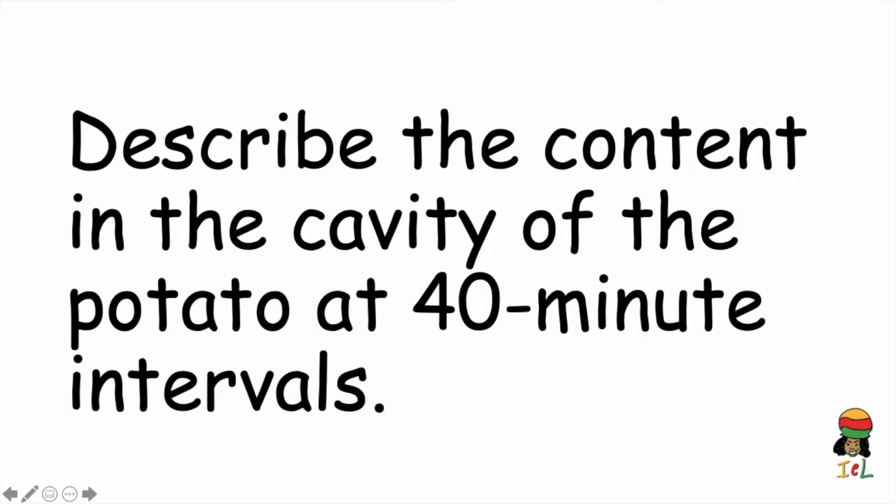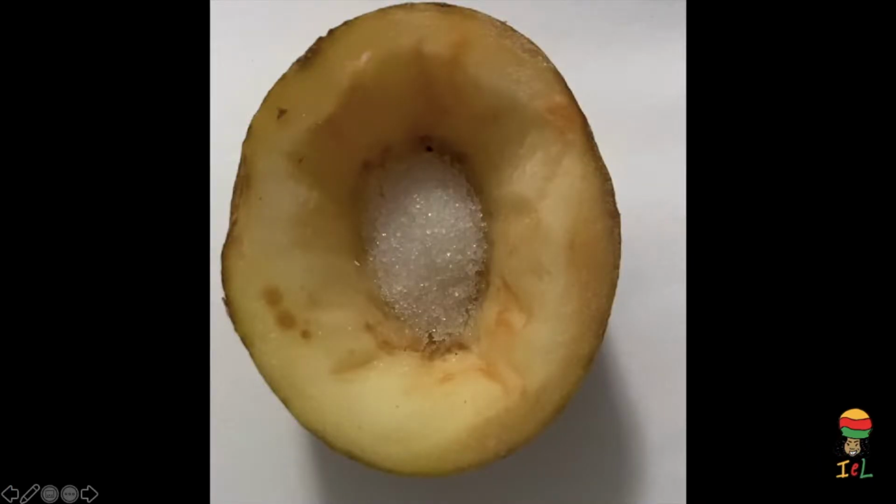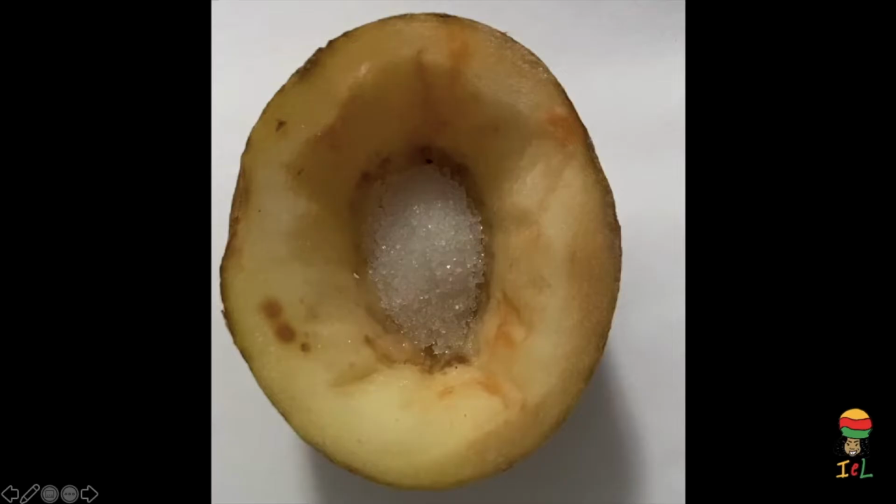Next, we should describe the changes that occur at specific intervals during the experiment. For this experiment, we will record our observations in 40-minute intervals over 200 minutes. Also, we will only focus on the changes that occur within the cavity of the potato. So at 40 minutes, the salt crystals have a translucent and damp appearance. At 80 minutes, water is visible around the edges of the salt sample. Some of the salt crystals have dissolved.